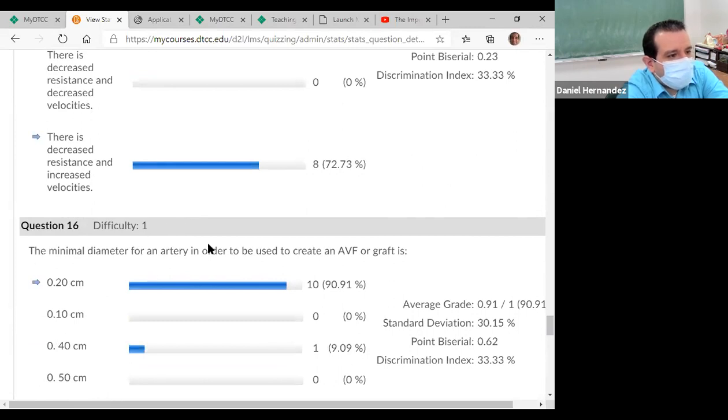The minimal diameter for an artery in order to be used for an AVF or graft is 0.2 centimeters.